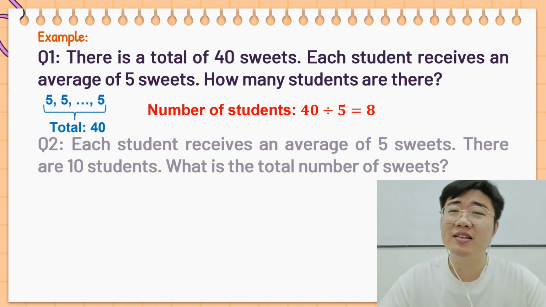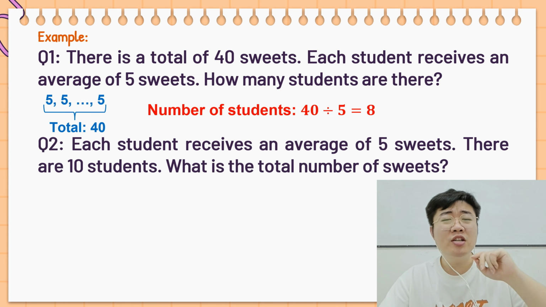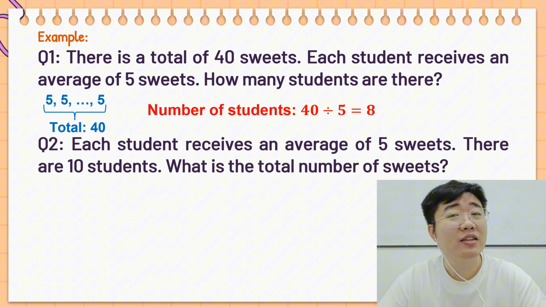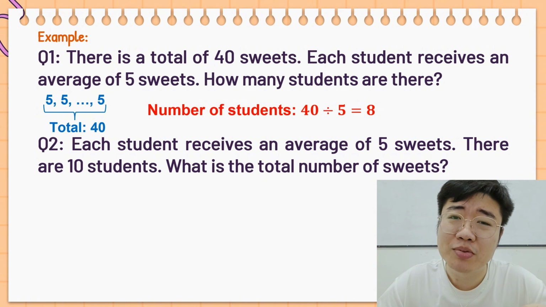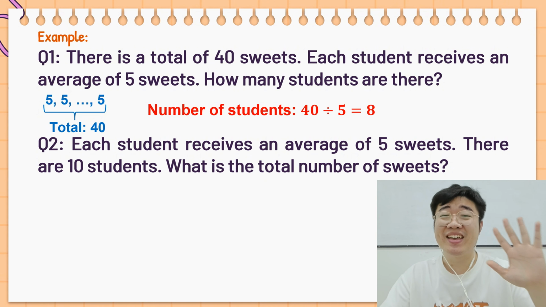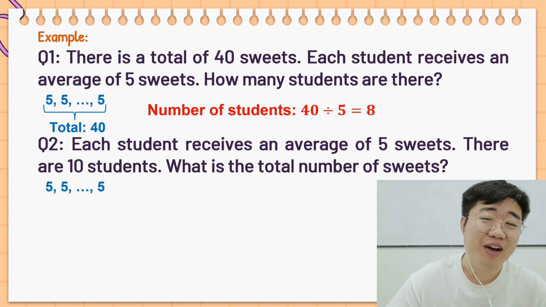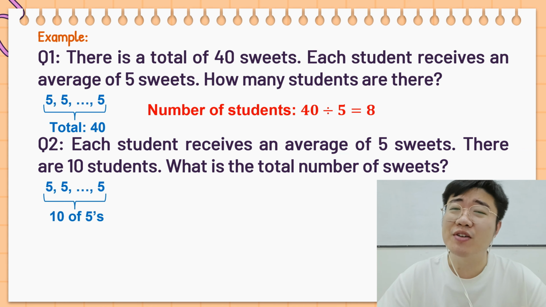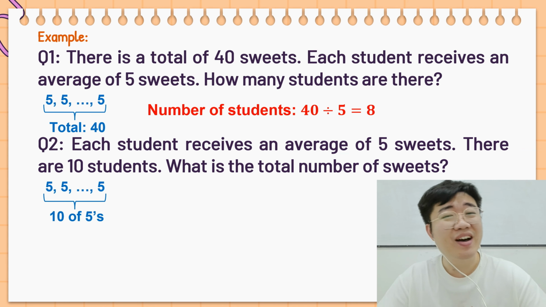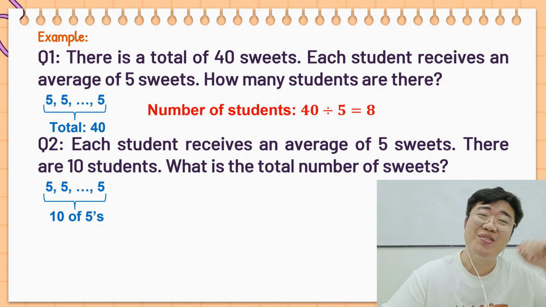So let's take a look at the second example here. Now, each of them receives an average of 5 sweets. There are 10 students. What's the total number of sweets here? Again, each of them gets 5. So 5, 5, 5, 5. Altogether, there are 10 of the 5s. We want to find the total. Now, of course, we can add 1 by 1 or add all the 5s together.